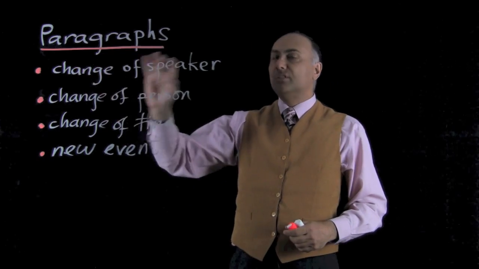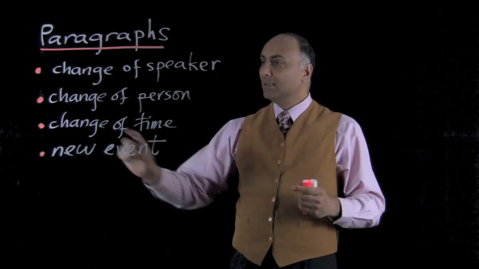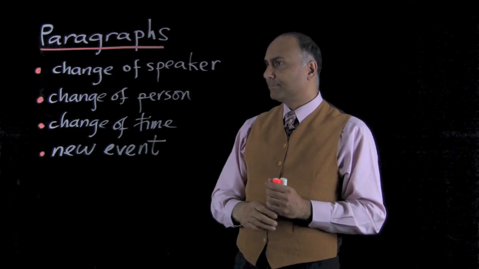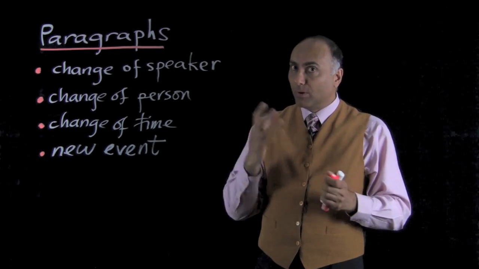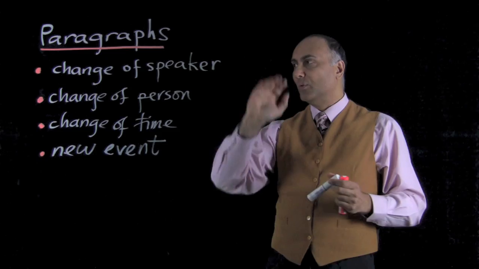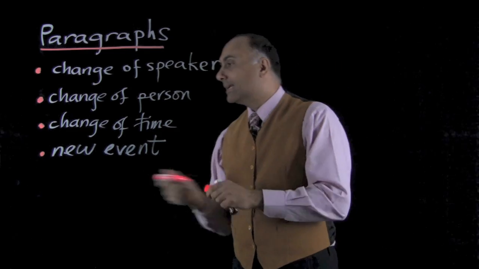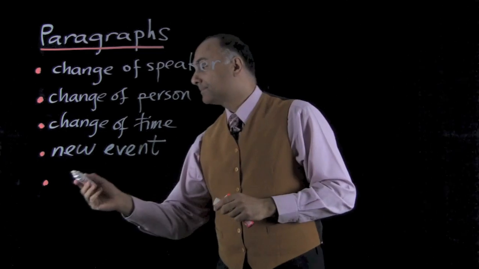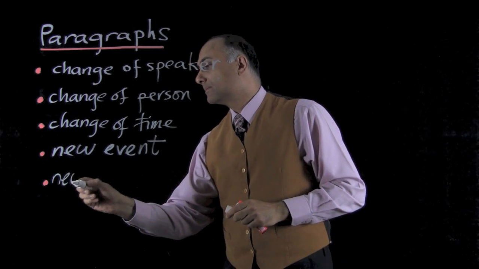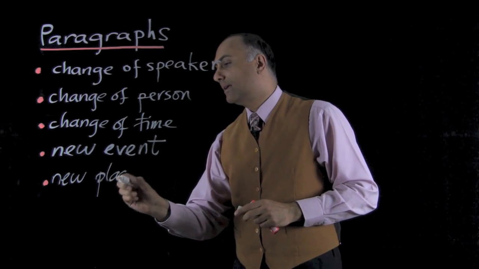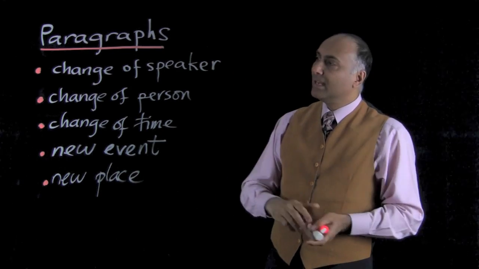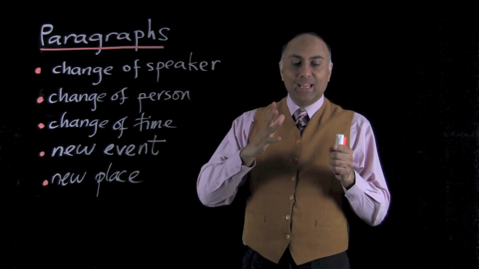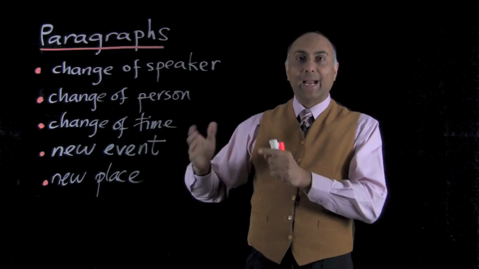So we've got a change of speaker, a change of person, a change of time, a new event, or if you like, new subject. Then there's one more common one, if you like, 5, one for each digit on your hand, and I will list that as a new place. To sum that up or to explain that, it's like using the expression, meanwhile, back at the ranch.